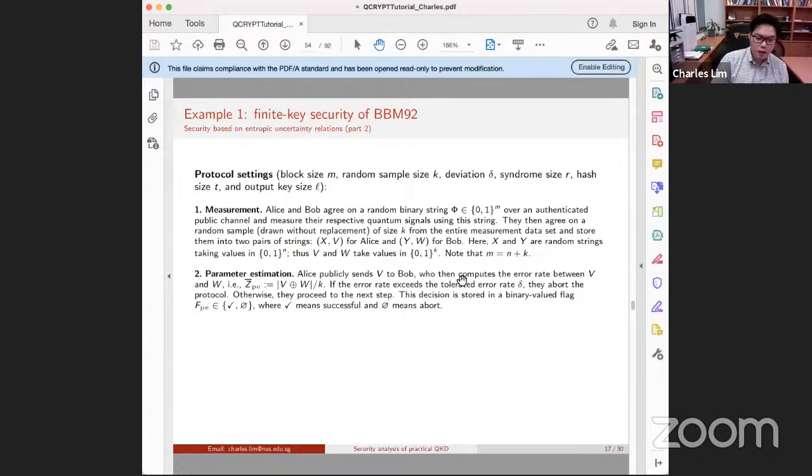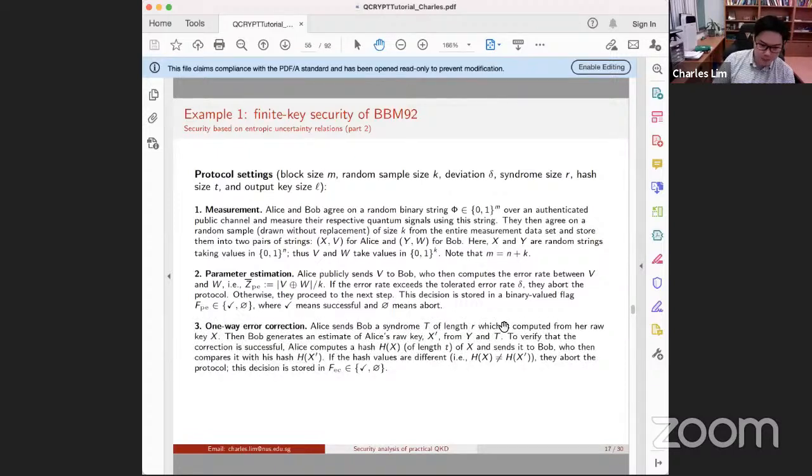And that's where they will do parameter estimation as we discussed earlier on, is that Alice will send the V portion to Bob, who would then compute the error rate between his part of the string, which is W, and V, right? Using this formula, they just compare the Hamming distance between the two strings, right? And if the error rate exceeds the tolerated error, delta, then they abort. Otherwise, they proceed to the next step.